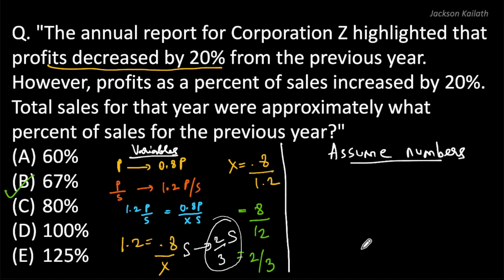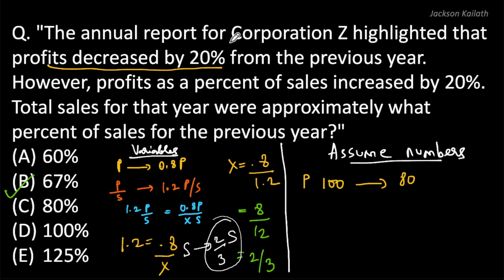So let's take a look at this over here. Now again, coming back to the question, it's mentioned that profits decreased by 20% when we are going from year 1 to year 2. So I can say that if the profit in year 1 was 100, then the profit in the year 2 would be 80, because 80 is 20% lower than 100, right? 100 minus 20% of 100 is equal to 80.